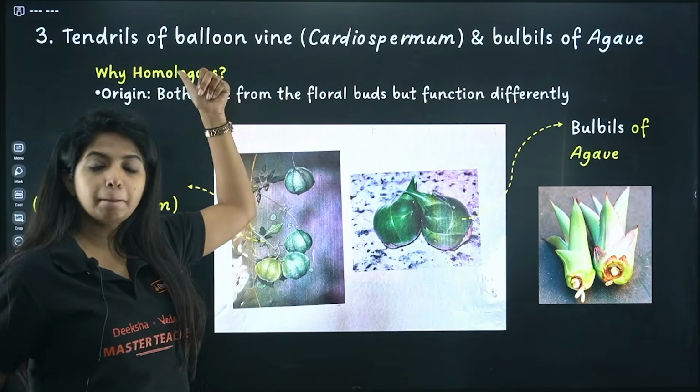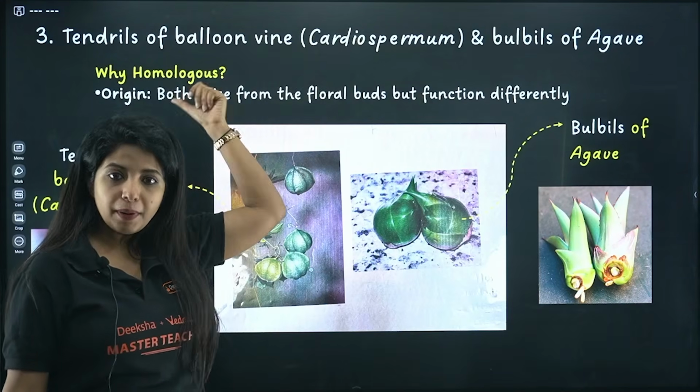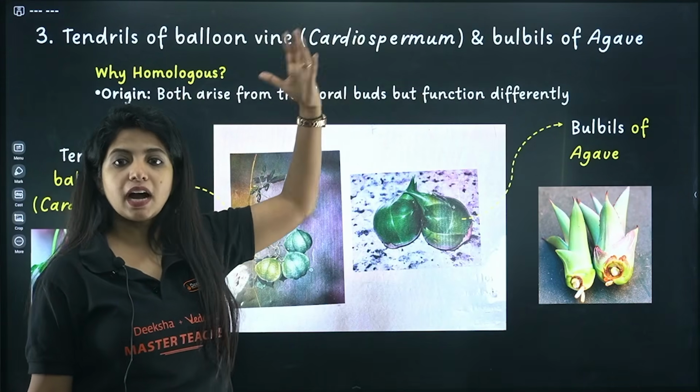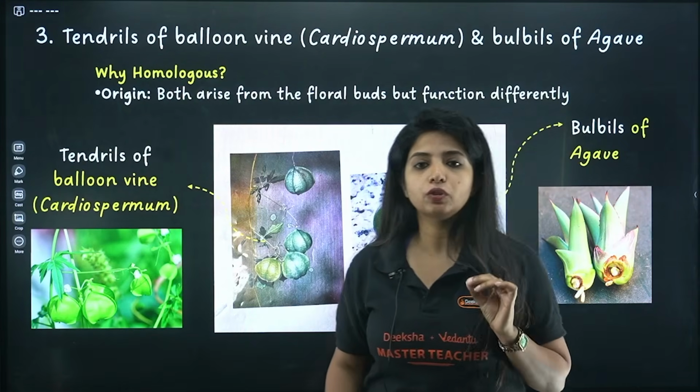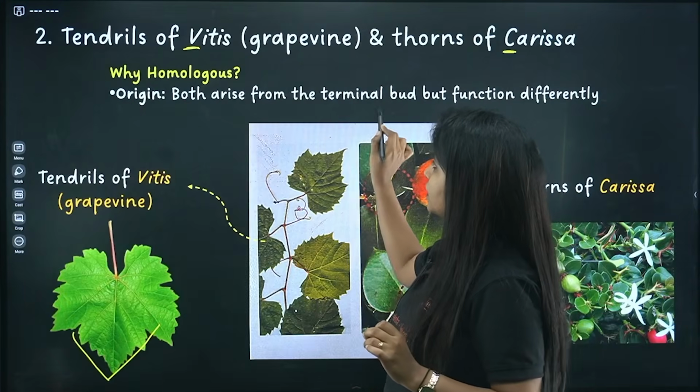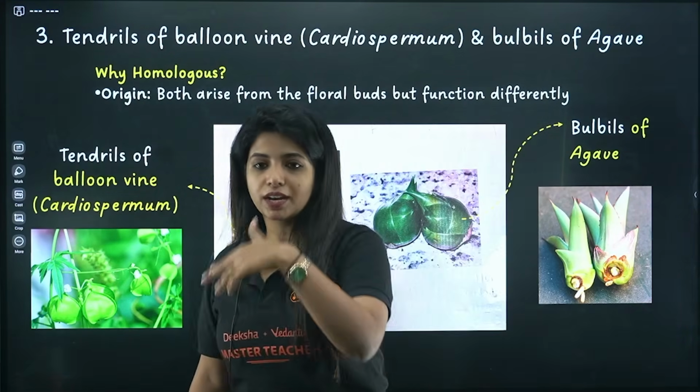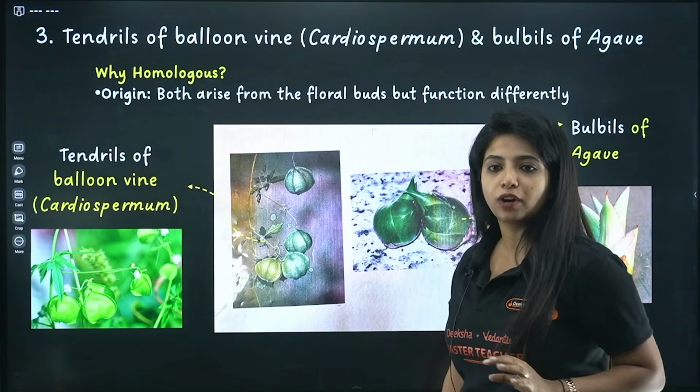So this is also simple, BB. You can remember BB. Balloon vine, that is known as cardiospermum, and bulbils of agave. Both of them are going to originate from the floral buds. Where are they originating from? Floral buds. So first axillary, then terminal, then now you have floral buds.